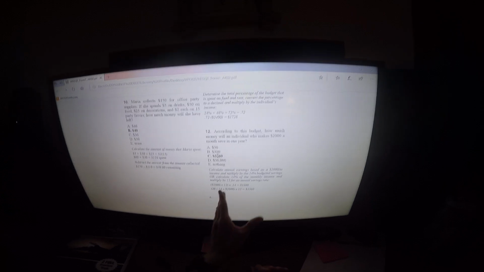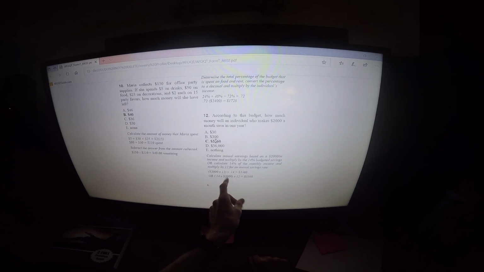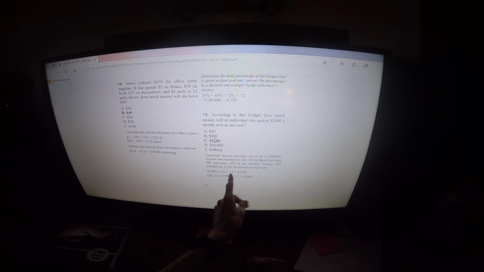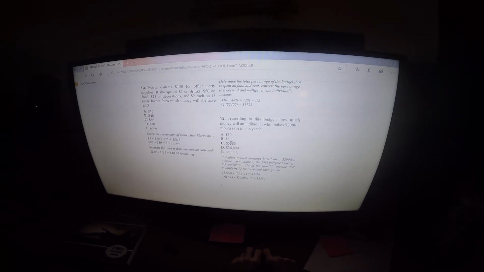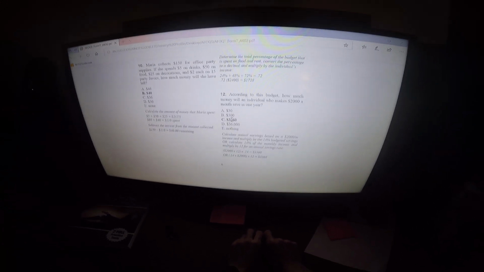So $2,000 times 12 times 14% equals $3,360, or 14% times 2,000, times that by 12 equals $3,360.